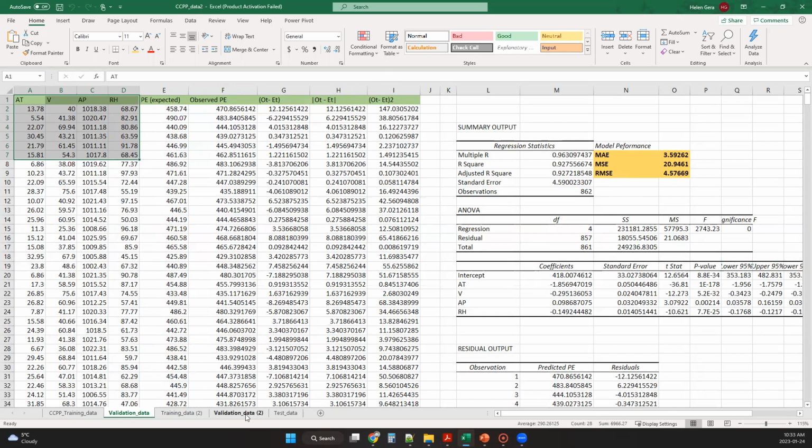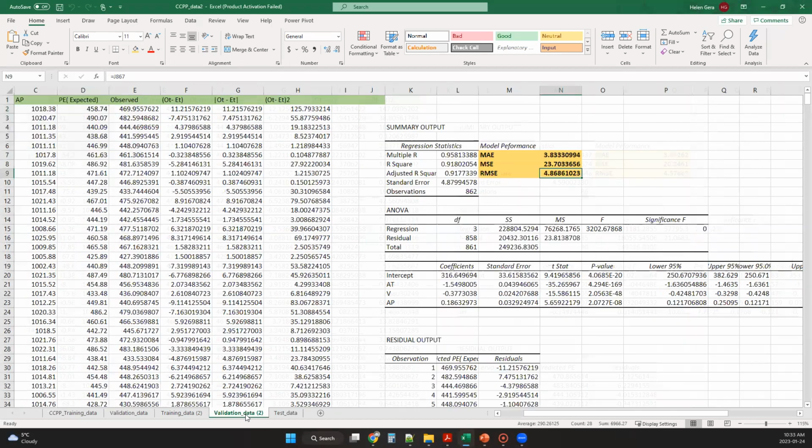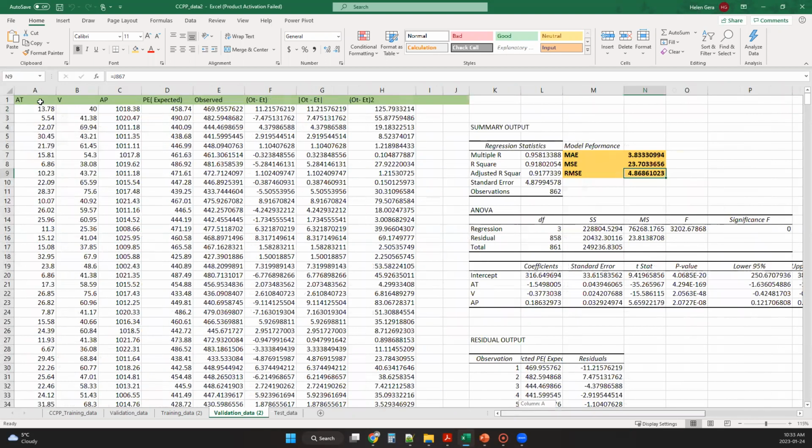Then let's take a look at the validation data for the second model. As you can see, I'm using three features only, and it definitely impacted our metrics. So MAE is higher, 3.8, MSE is 23.7, and RMSE 4.8.